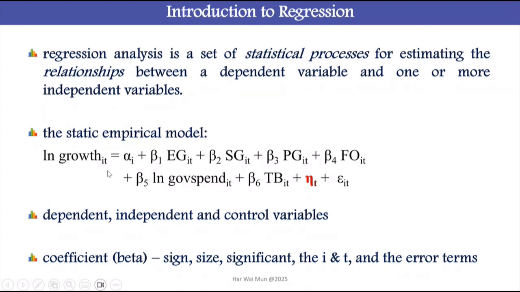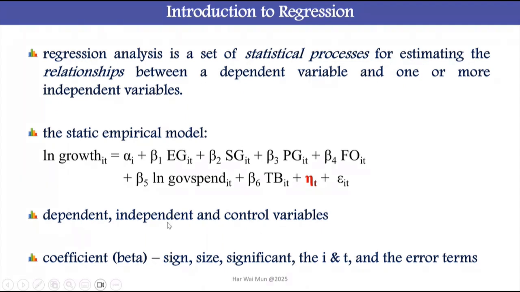In this case, the model that we are going to use as an example is growth. So we have something like a growth theory or growth model. Here, growth is the dependent variable, the y, and it depends on EG, SG, PG, and FO. So these EG, SG, PG, and FO, the x, on the right-hand side, we call independent. The left-hand side, growth, is dependent. Why? Because it depends on the right-hand side. Okay. So then, the control variable.